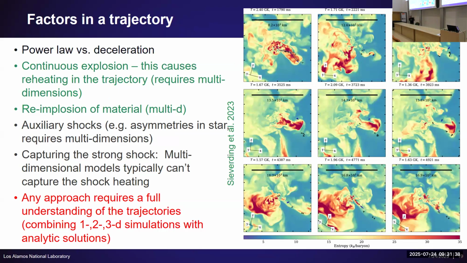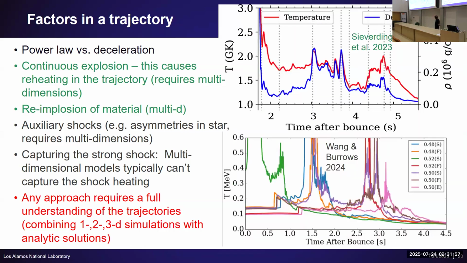The other big aspect we need to worry about with the evolution of the trajectories is the fact that the engine doesn't really turn off once it starts exploding. It explodes and material keeps on falling in, driving more outflows, and those outflows will catch up with your ejecta and can accelerate it. These are models by Sieverding studying that, so you have to include that physics as well. Then you get trajectories that look something like this. The top is modeled by Sieverding, the bottom is one by Wang and Burrows.